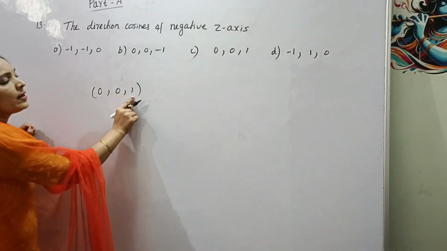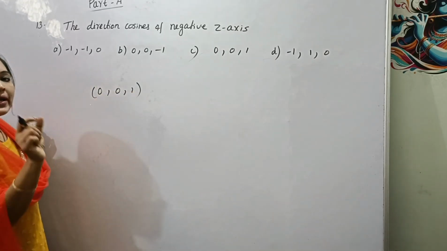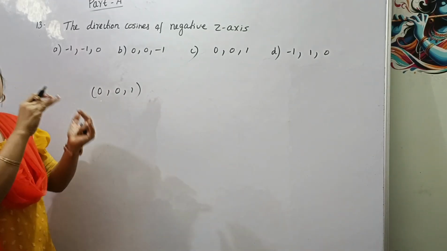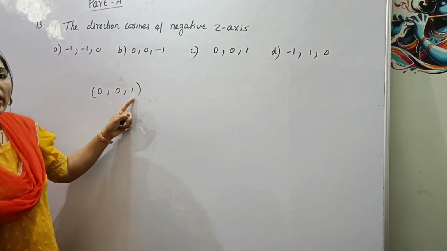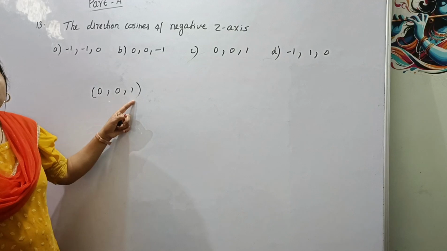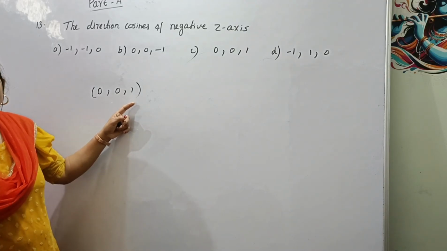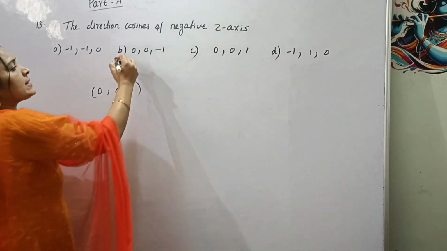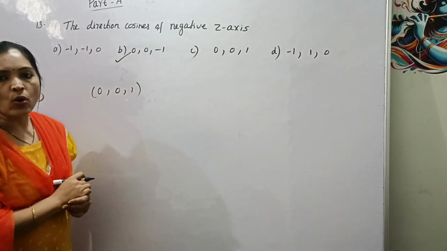Because here it makes an angle 180 degree with z-axis. Okay, 90 degree with x-axis and 90 degree with y-axis, right? So total 180 degree with the z-axis. Therefore, cos 180 is minus 1. Therefore, direction cosines of negative z-axis is nothing but 0, 0, minus 1.